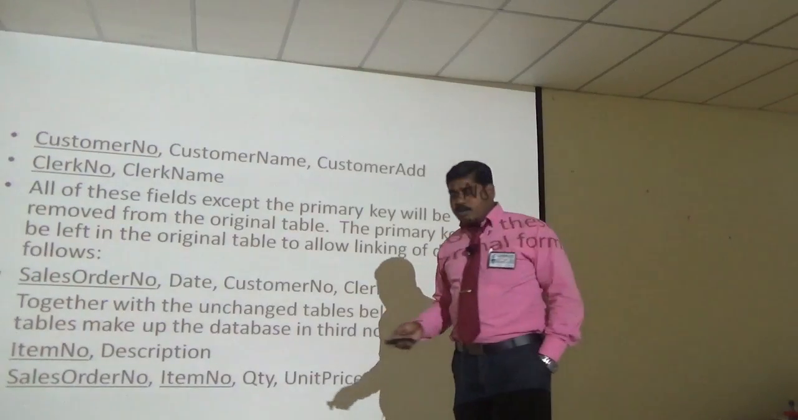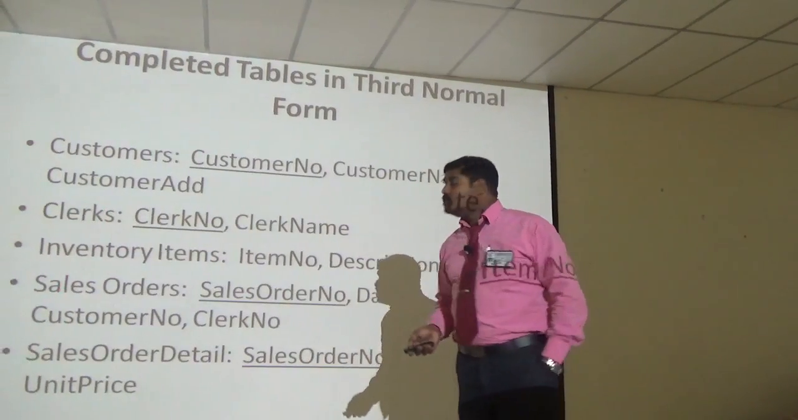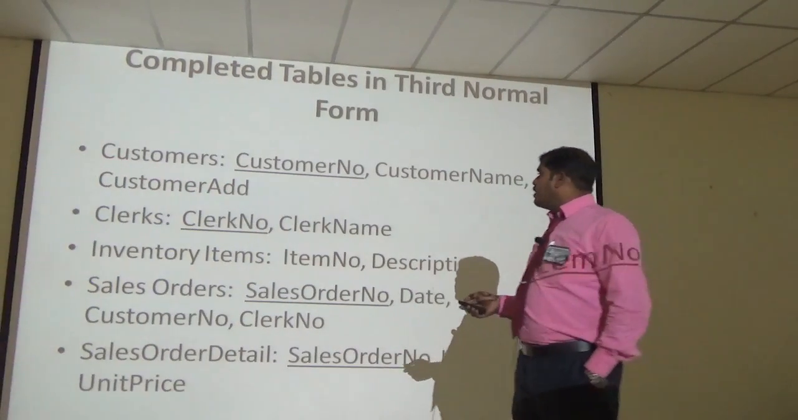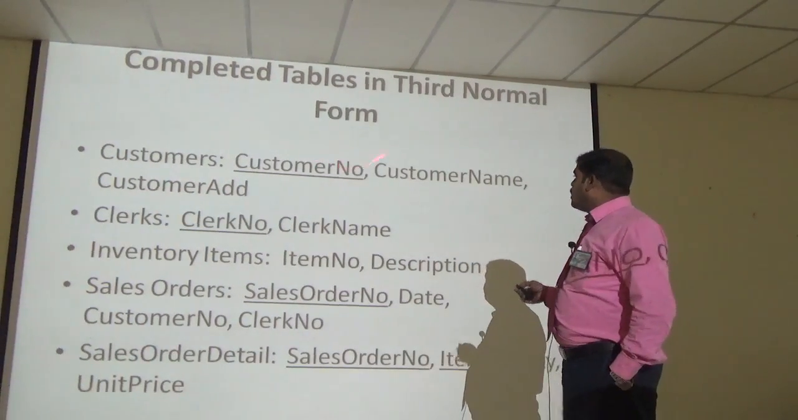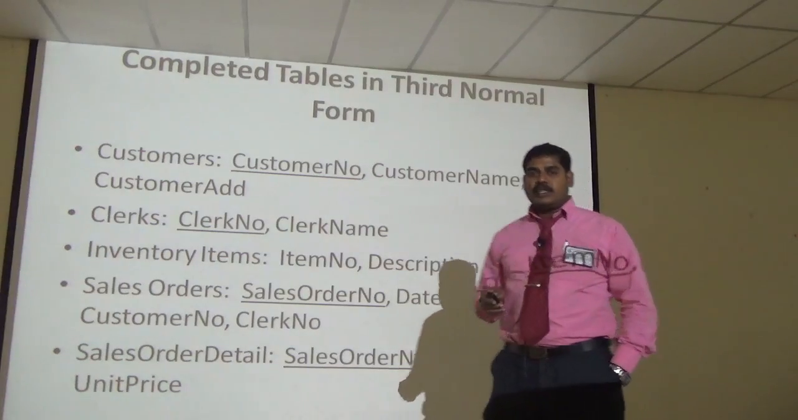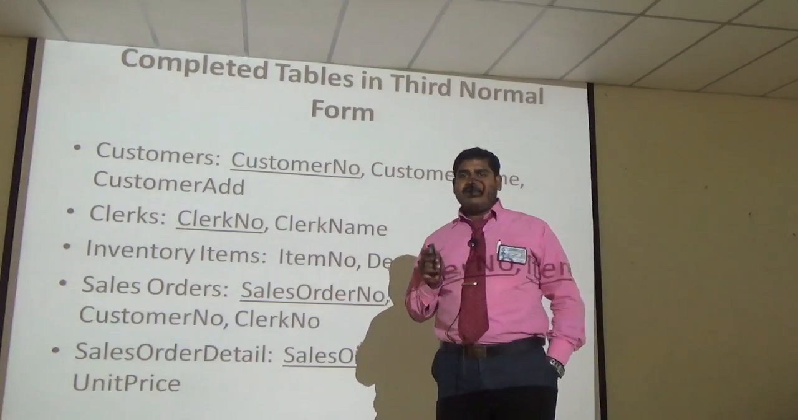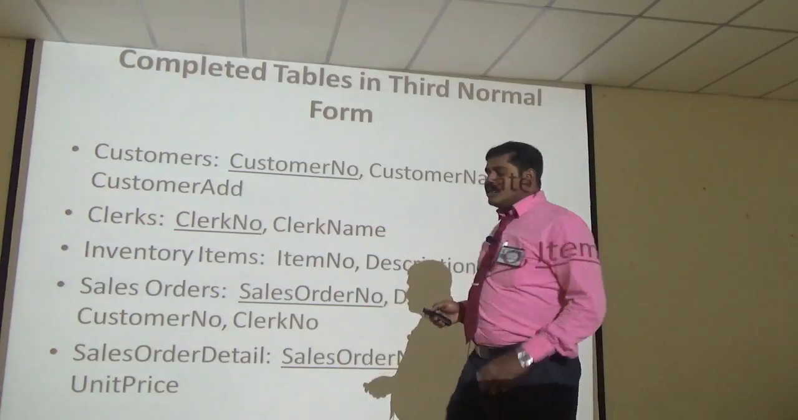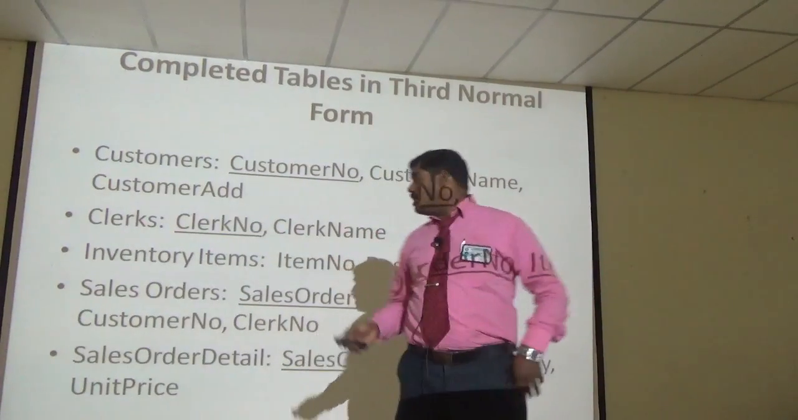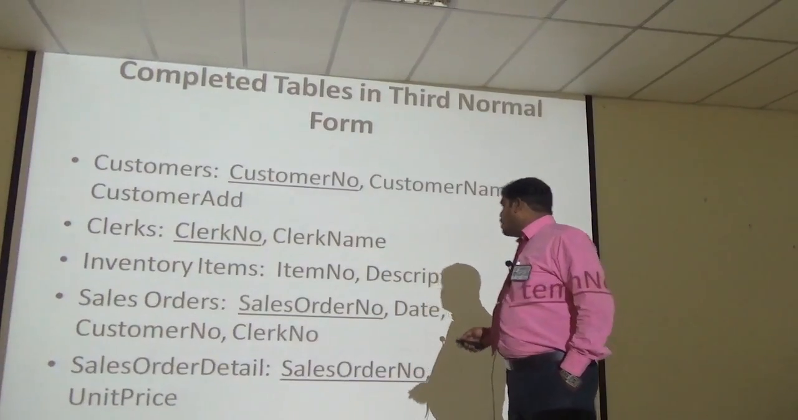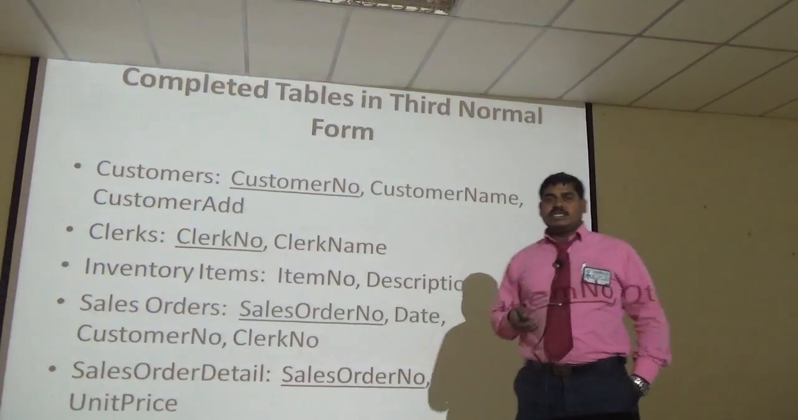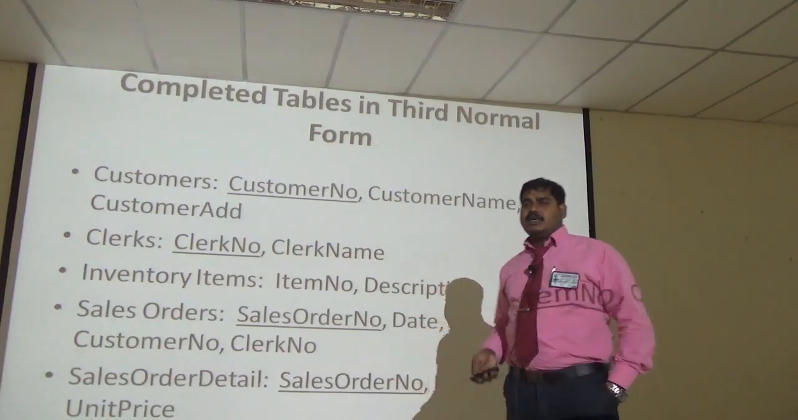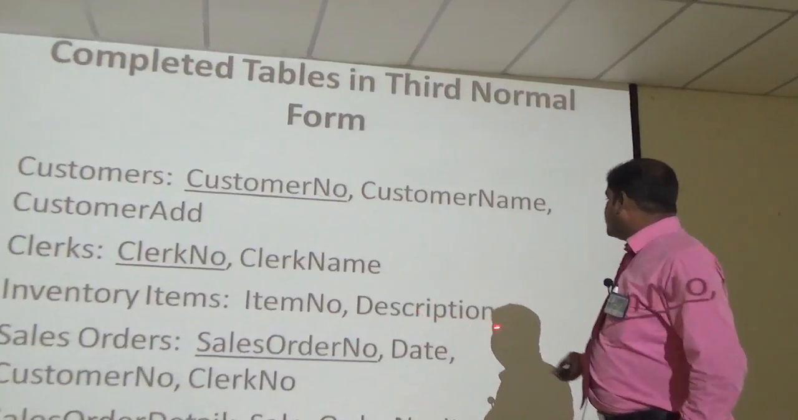After the third normal form, we'll have these tables. These are the completed tables. The first table I name as the customer table, with the customer number, customer name, and the details about the customer. These tables consist of only the details about the customer. And then the clerk table has the details only about the clerk number and the clerk name. Inventory items: what are all the items in the market or in the store, with the item number and the description.